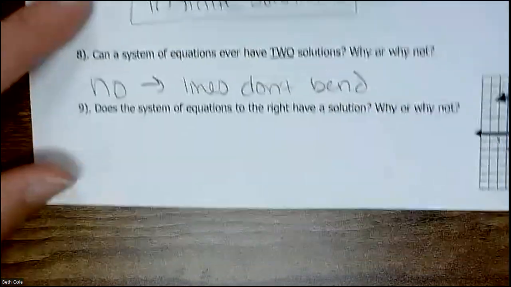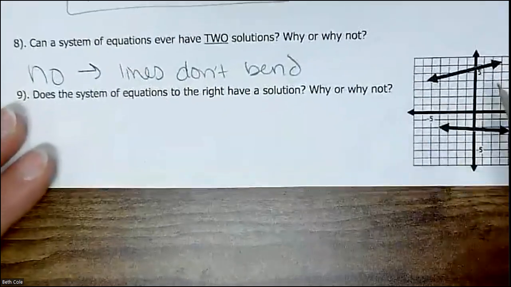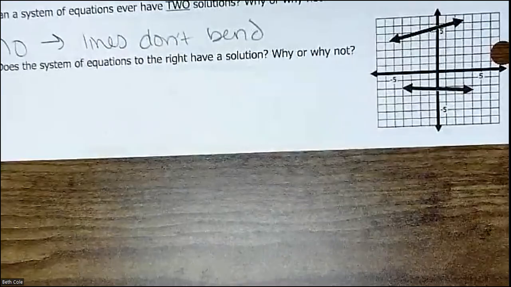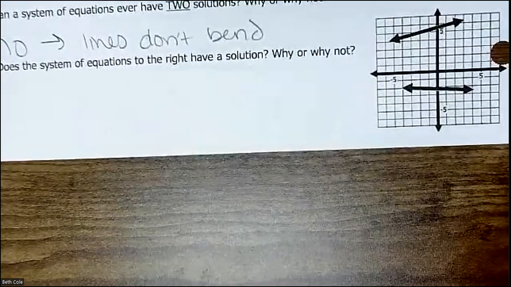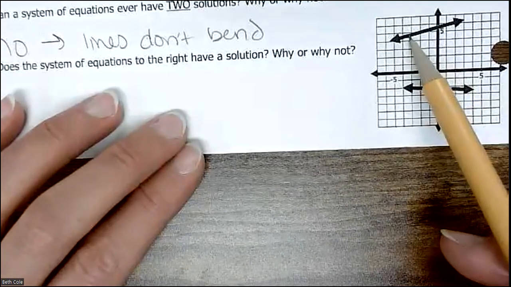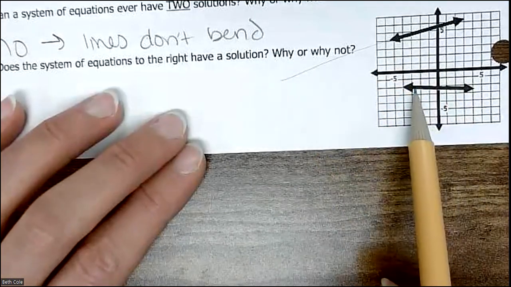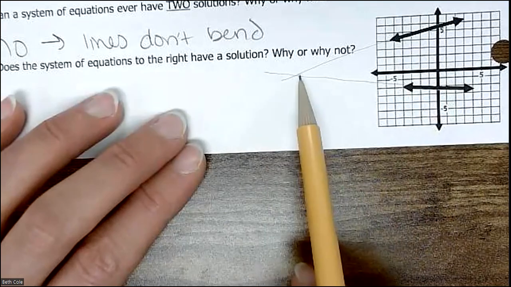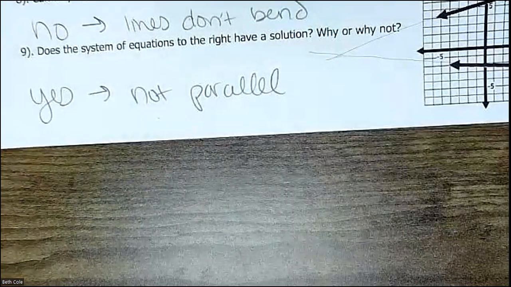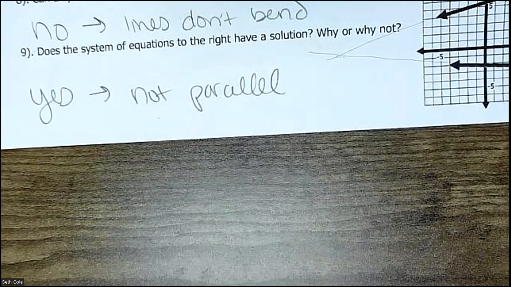And then the last one here, does this system over here have a solution, yes or no? Like, will there be an intersection? At some point, they are not parallel. Do you see how if this continued on and this continued on, they would eventually intersect over there? So will it have an answer? Yes, they are not parallel. You only get no solution if they're parallel. So it might go off the grid, but they're going to intersect at some point.